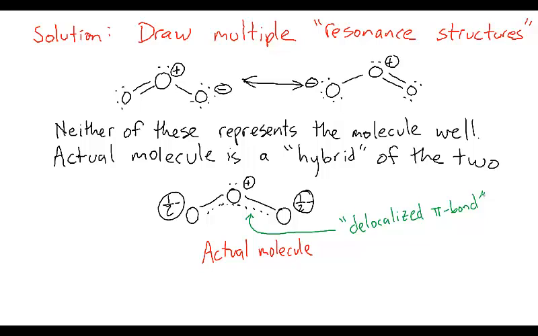If you haven't done Module 5 yet, you might not know what a pi bond is yet, but we'll get there. But it's a bond that's shared not just between two atoms. It's a pair of electrons not shared just between two atoms, but among more than two atoms. So this is shared among more than two atoms.